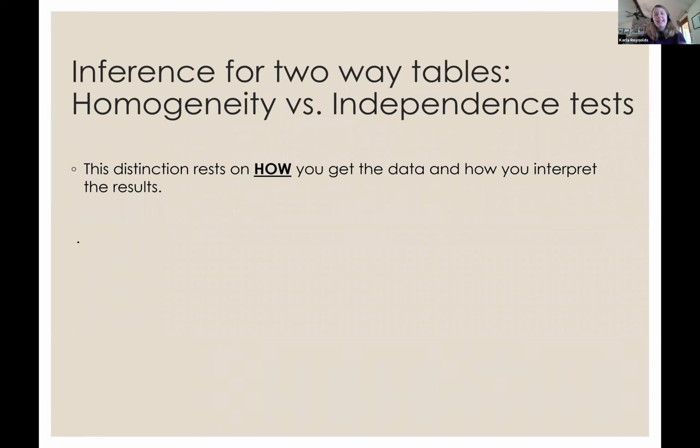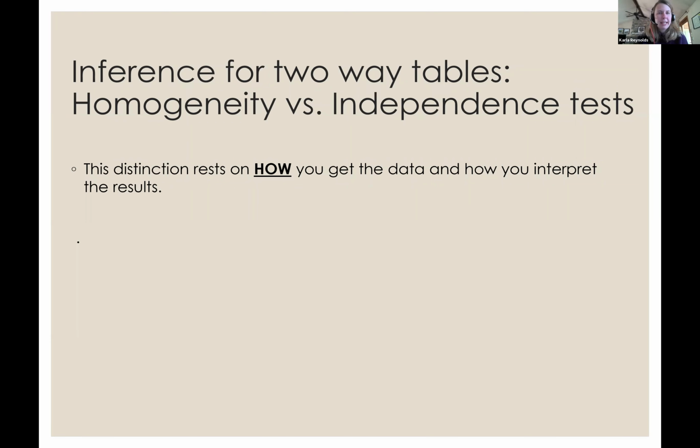All right, so I did mention at the beginning there are two types of chi-square tests for this section: homogeneity and independence. Now the mechanics and almost everything is the same for both tests. It really just goes into how the data was collected as to what you name it.